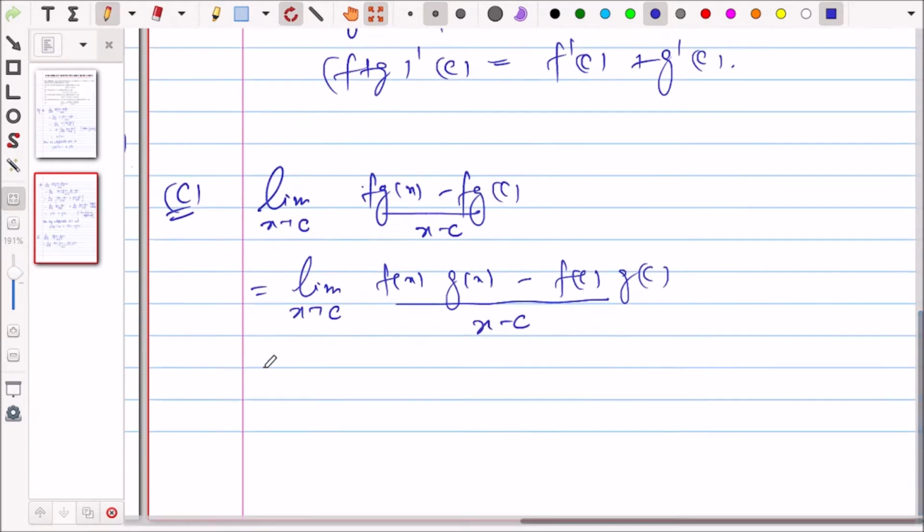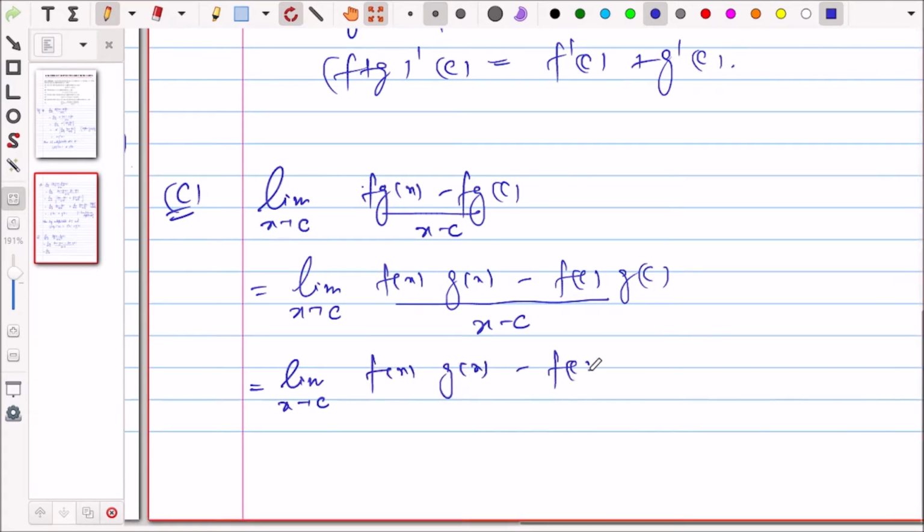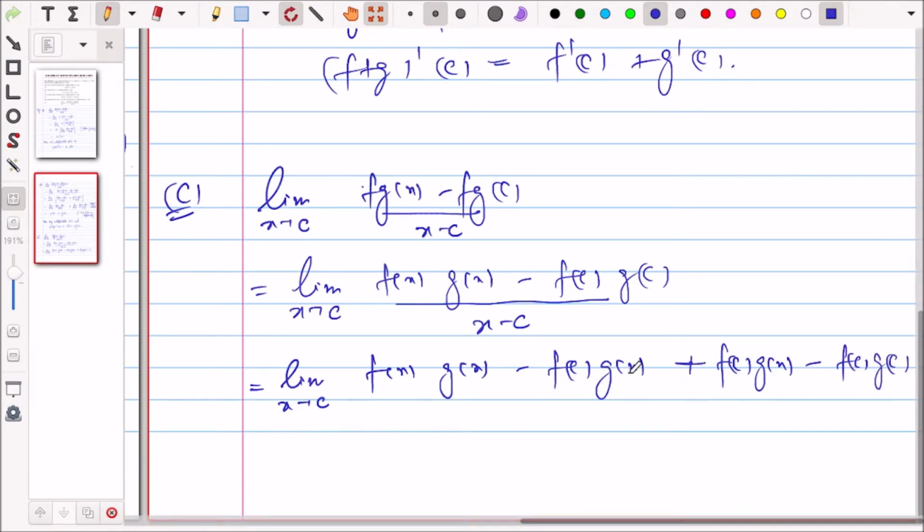So what we will do, f(c)g(c) plus minus. So we will एक को c रखेंगे, एक को x रखेंगे, इस तरह से कुछ भी कर सकते हो, प्लस माइनस, ठीक है. So f(c)g(x) minus f(c)g(x) plus f(c)g(x) minus f(c)g(c). So we have added and subtracted this f(c)g(x). इसको मतलब f(x)g(c) भी कर सकते थे, add and subtract, बस दोनों को अलग करना है, एक को c रखना है, एक को x रखना है, इस तरह से करना है.